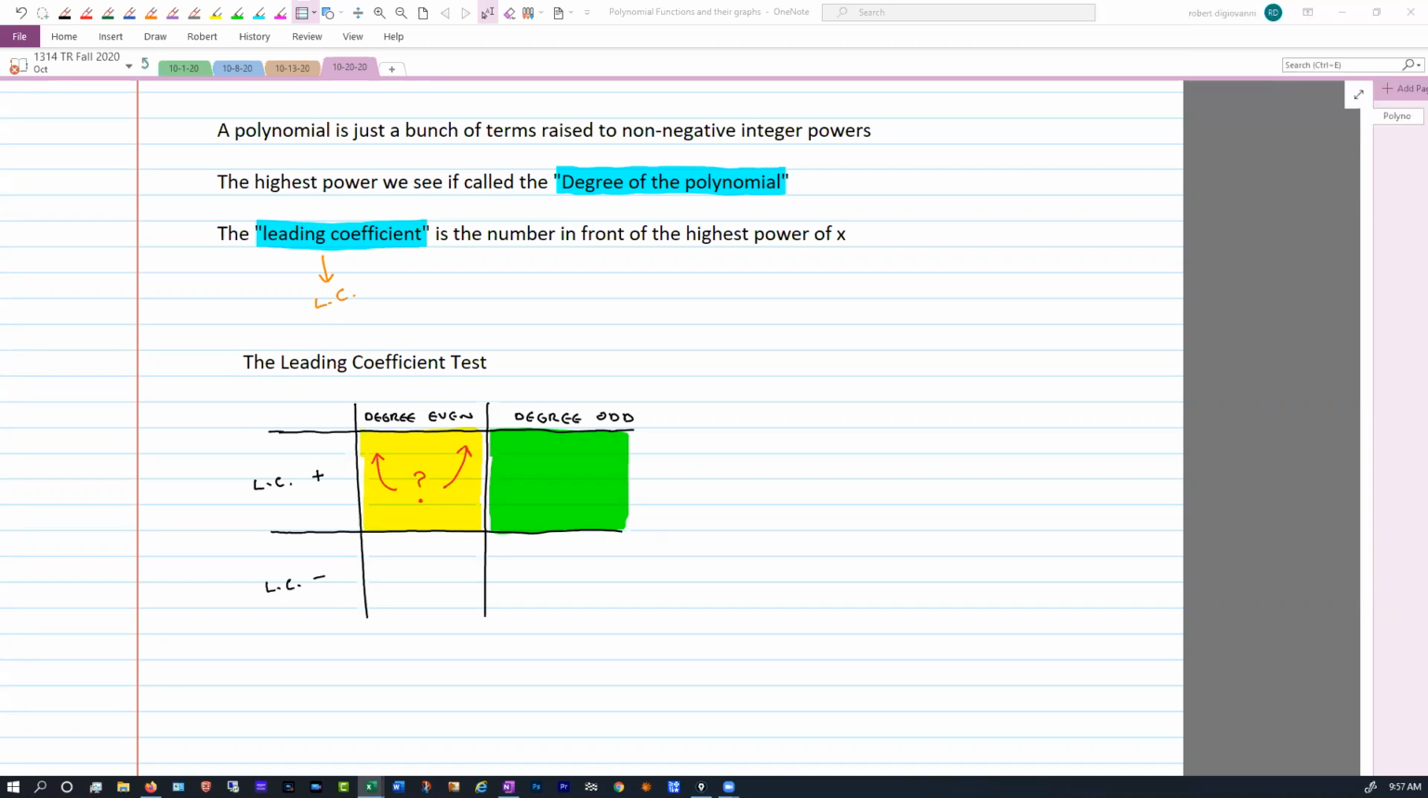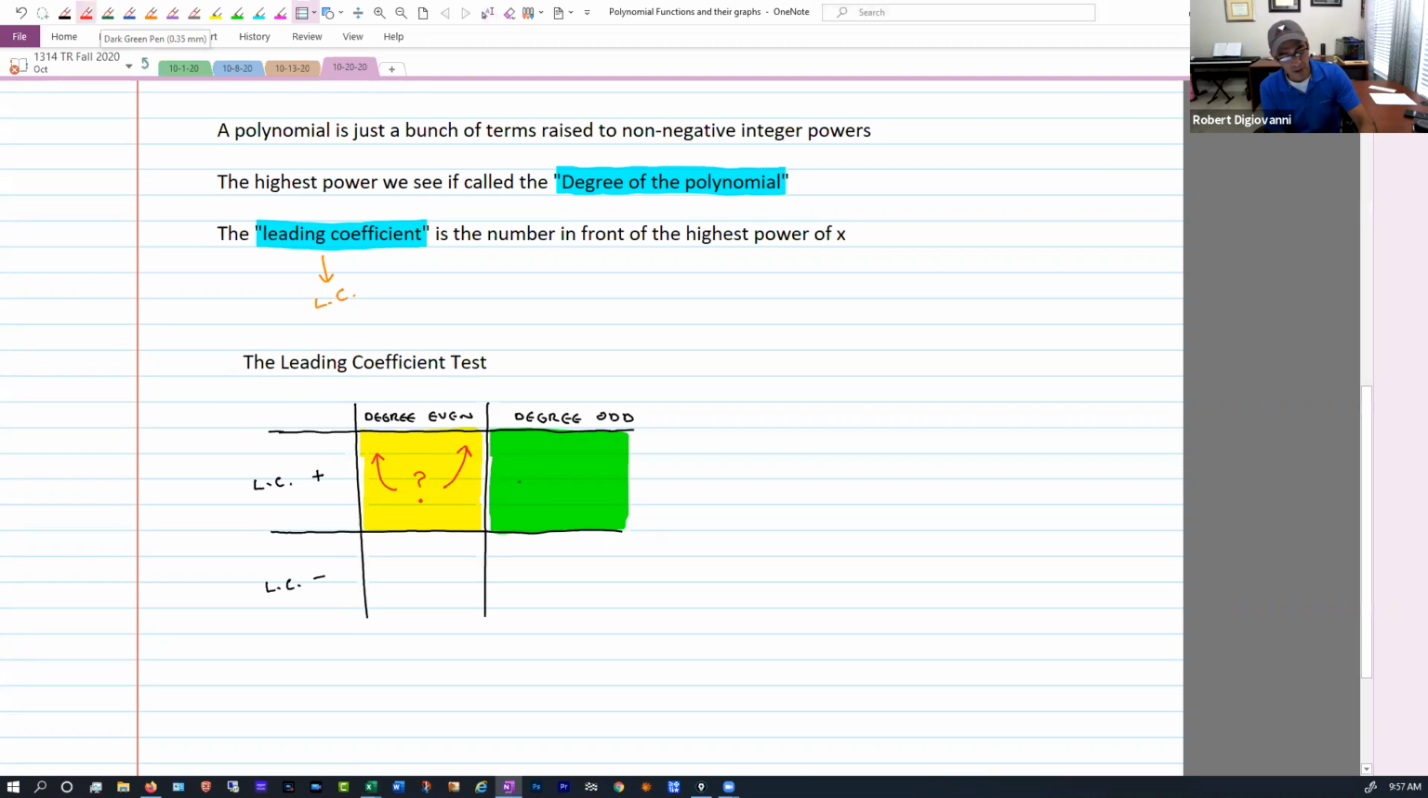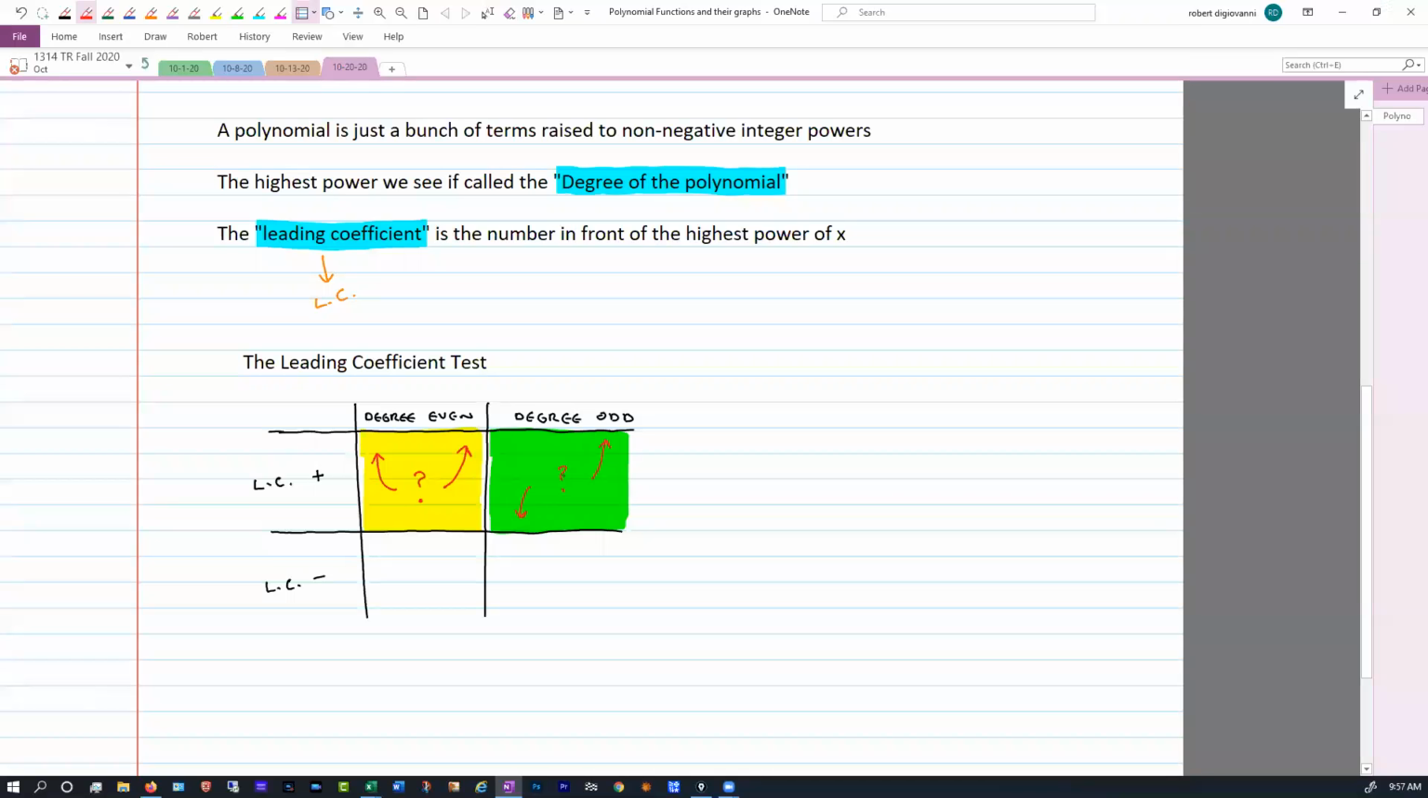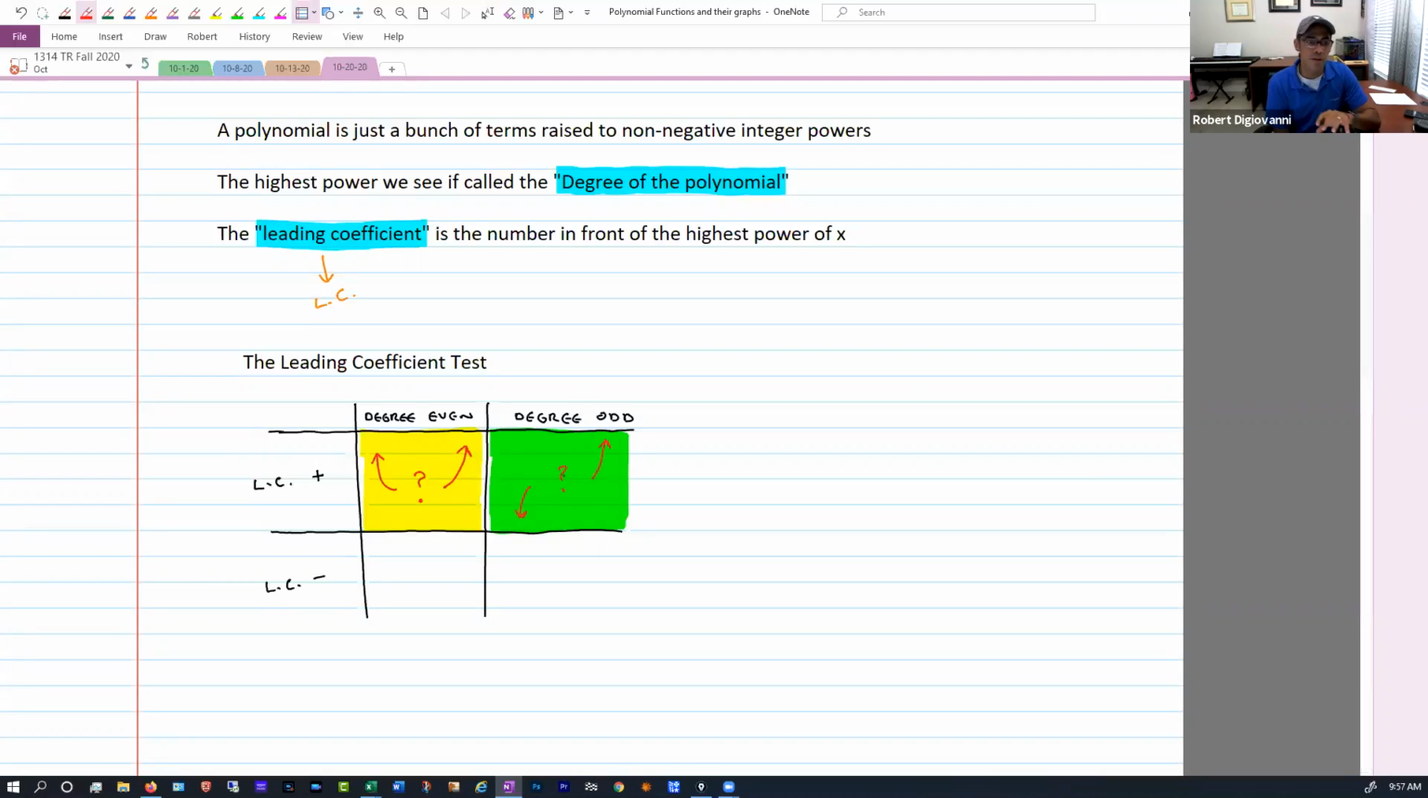Okay. So in the green, that would be a polynomial that has a what degree? That is an odd degree, and a positive leading coefficient. Okay, good. So in that case, what's going to happen is the left side goes down and the right side goes up. And in the middle, put a question mark. We don't know.